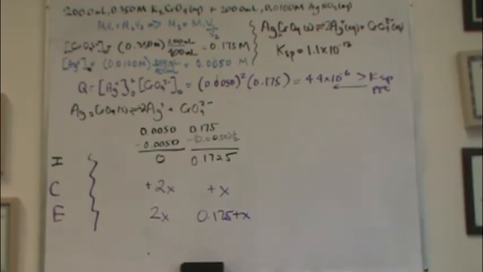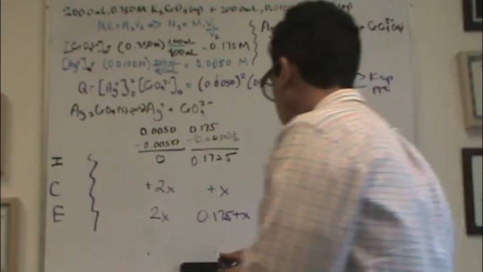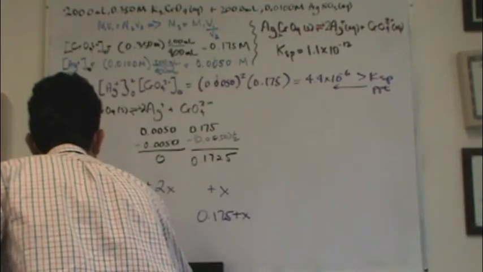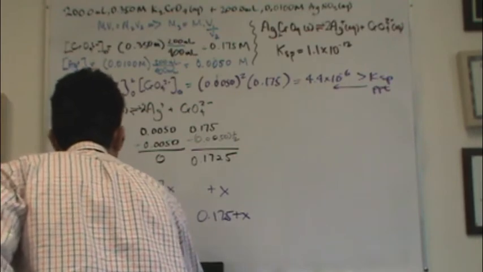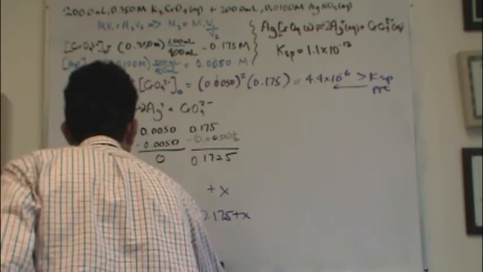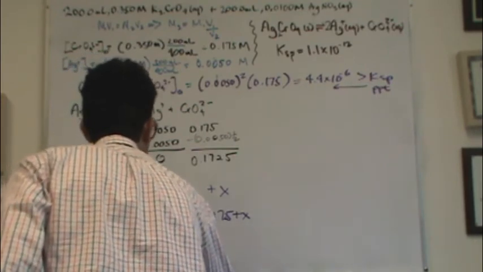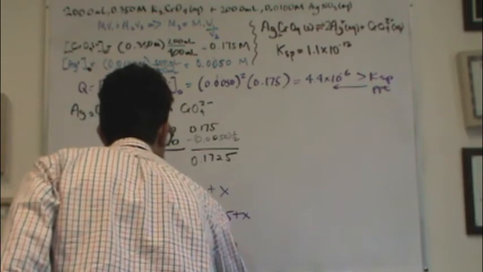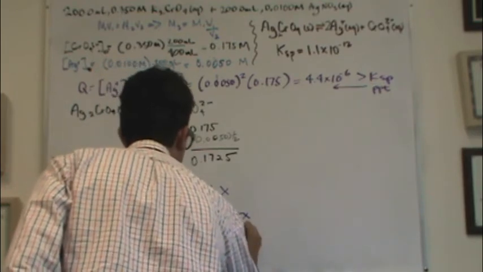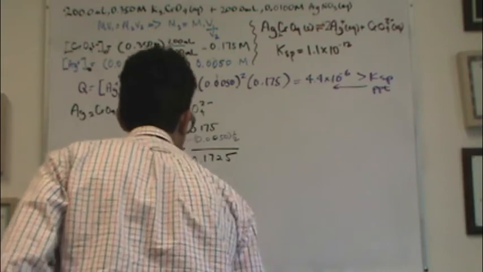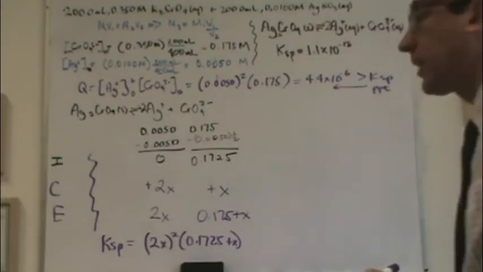Okay, and now let me set up my K expression. Okay, so KSP is products times reactants, or silver, 2x squared times 0.1725 plus x. Okay, and that's what I have right now.